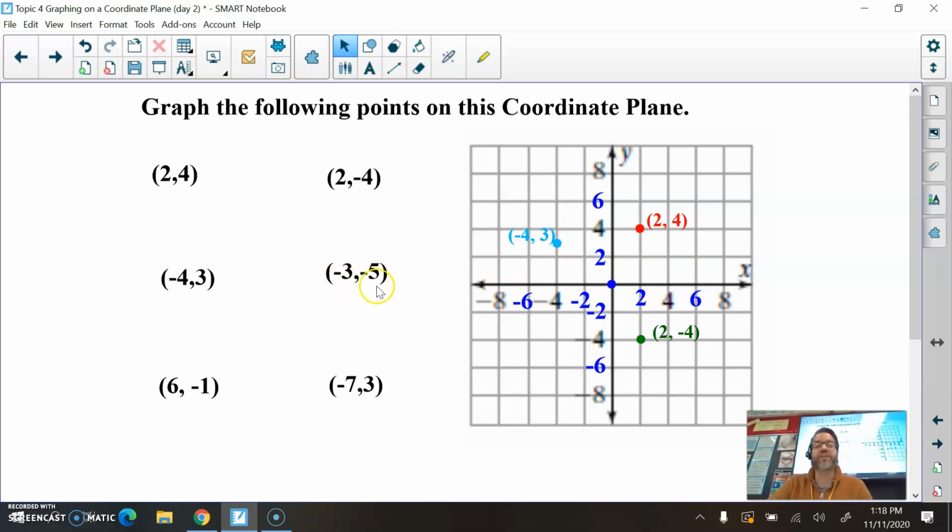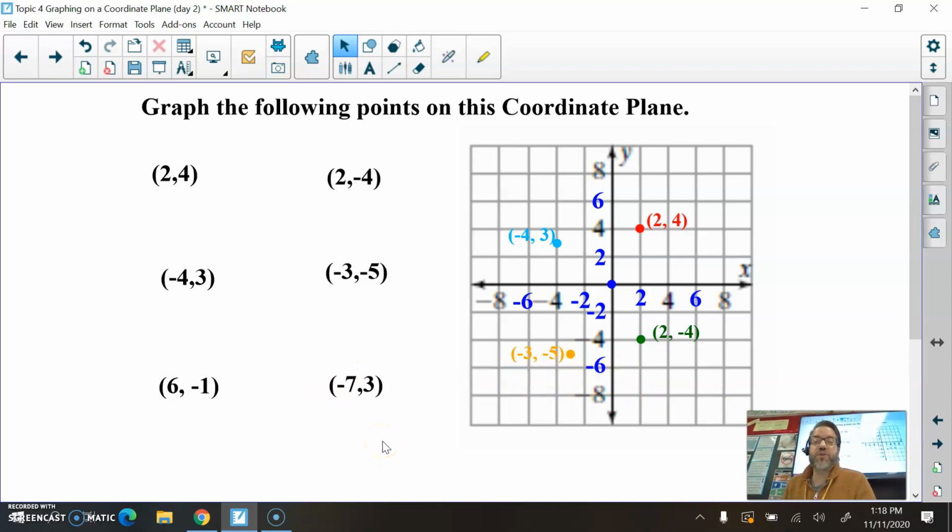I have -3, -5. Both coordinates in my ordered pair are odd values. Well, then I go -2, -3 would be right here. And then -5, I can go down by 2s, -2, -4, -5. I'm going to end up with a point right in the middle of this square here. And there it is, -3, -5 is located right there.